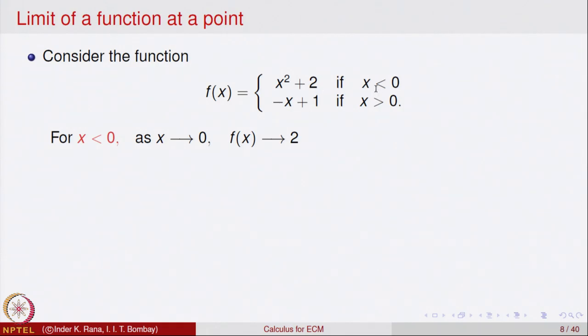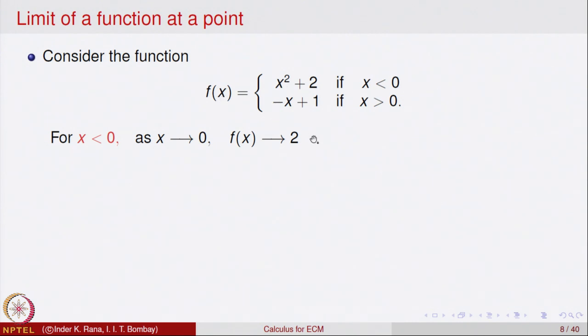So, if we look at sequences converging to 0 purely from the left side, that is, x n converges to 0 and x n is less than 0, then f of x n will be equal to x n square plus 2. x n is converging to 0, so x n square also will converge to 0. So, f of x n will converge to the value 2, right. So, that means if we are on the left side and x approaches 0, then f of x will approach 2.